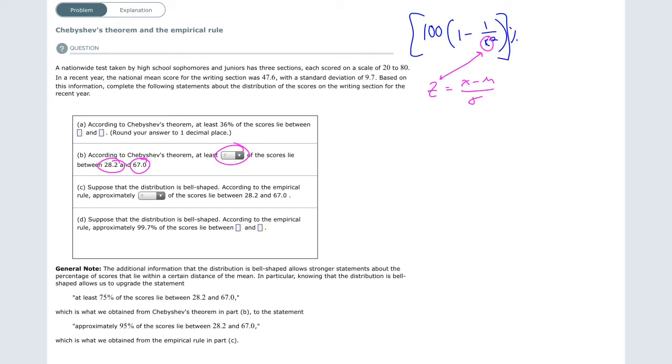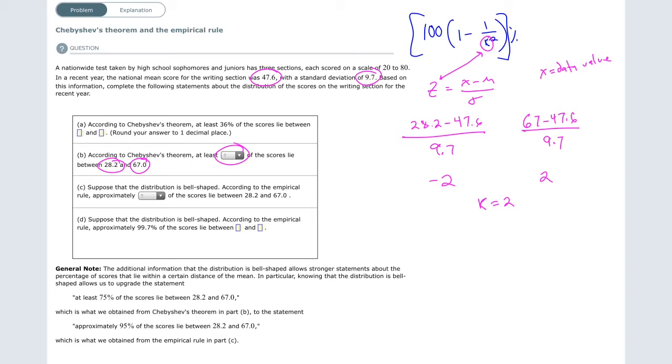Our X is our data value. We have two different data values here, which should work out to be the same number. You can use either one you want. So we do 28.2 minus the mean, which is 47.6, and the standard deviation is 9.7. When you do 28.2 minus 47.6 divided by 9.7, you end up with -2. Now do the other one, 67. 67 minus 47.6 divided by 9.7, you get +2. So that's telling me that K is 2, because K is 2 standard deviations away from the mean.